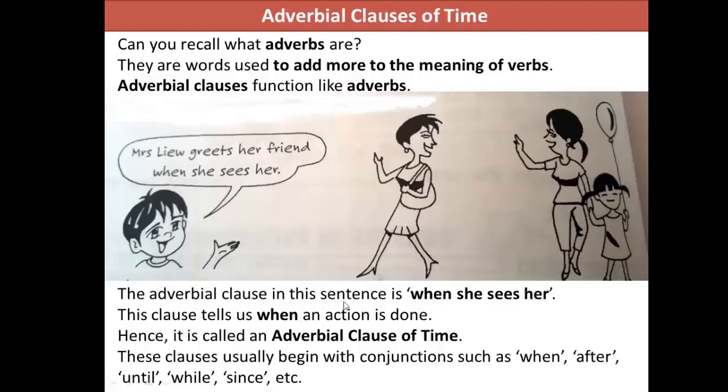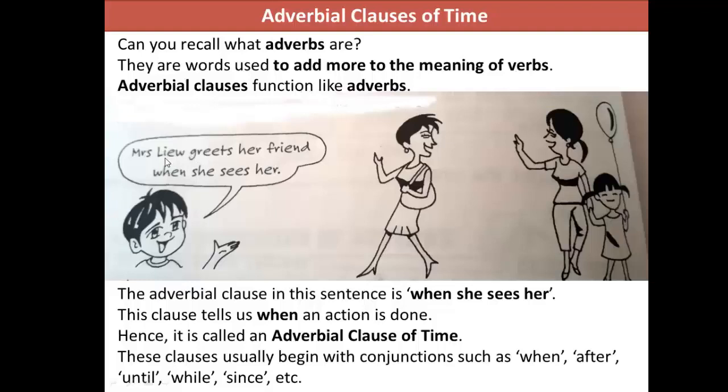The adverbial clause in this sentence is when she sees her. This clause tells us when an action is done, and it is called an adverbial clause of time. These clauses usually begin with conjunctions such as when, after, until, while, since, and so on. Okay? So they clearly explain that when she sees her in the sentence here is an adverbial clause of time.